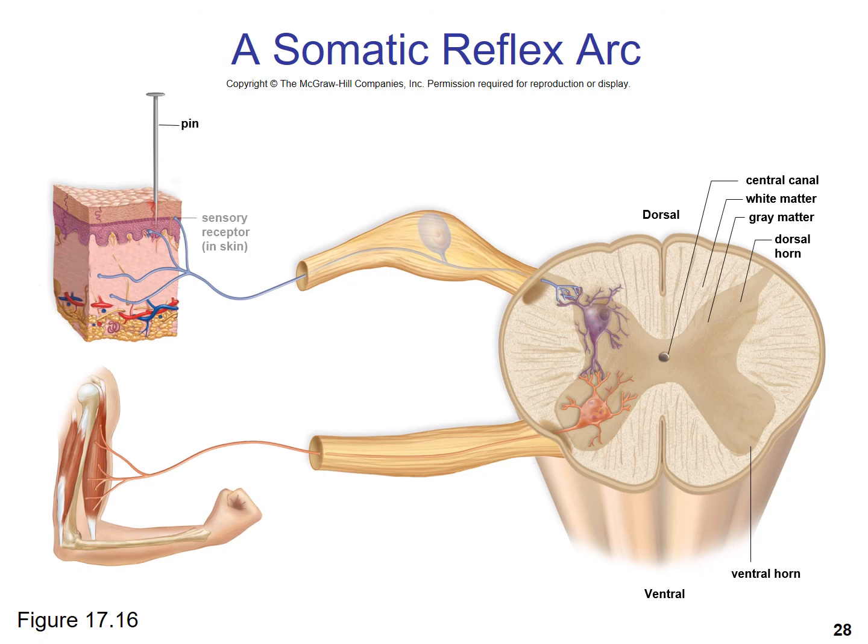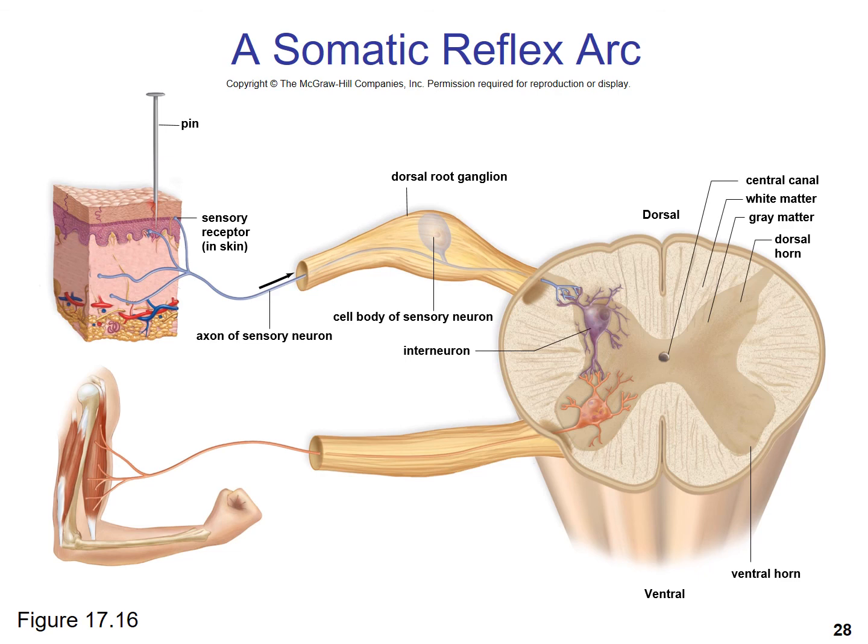Let's say that you have a pin causing an injury and your sensory receptor in the skin picks it up. What's going to happen? It's going to send a signal in this direction along the axon of the sensory neuron. Along the way, it's going to bypass the dorsal root ganglion, and it's also going to bypass the cell body of this sensory neuron. It's just going to stay on that axon, and it'll make its way up to the spinal cord.